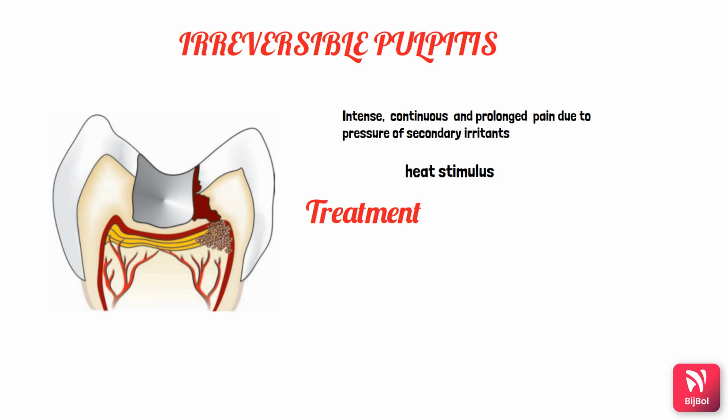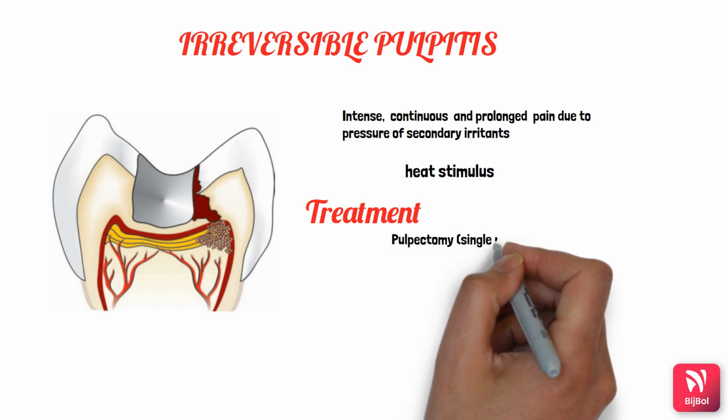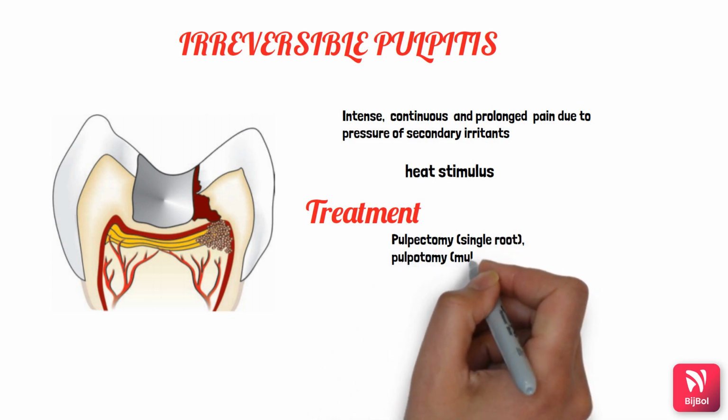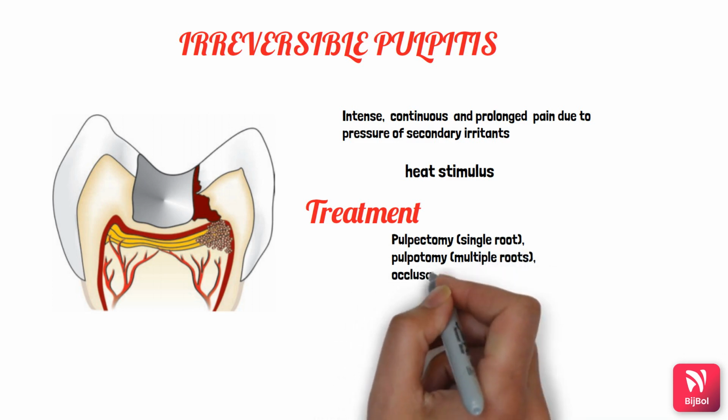If you see the treatment options, one of the treatment options is the pulpectomy for the single roots, and for the multiple roots we can go for the pulpotomy and also with an occlusal adjustment.